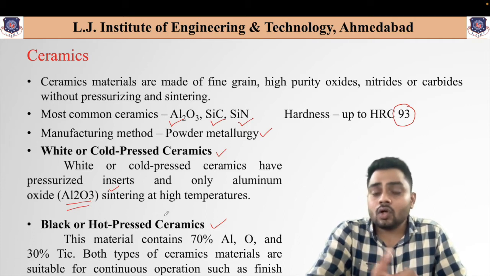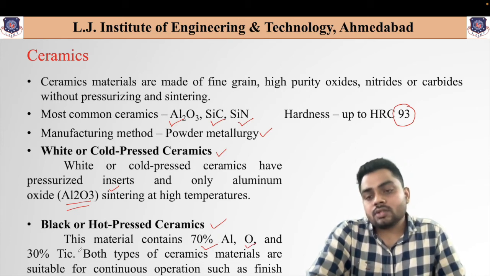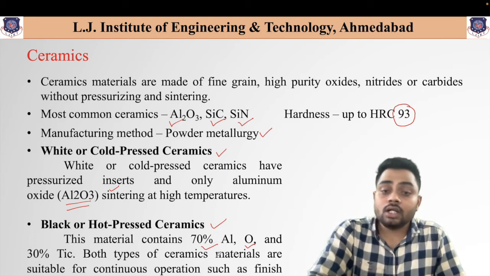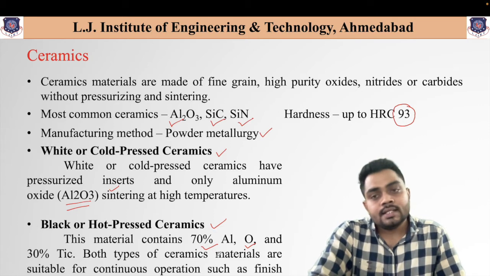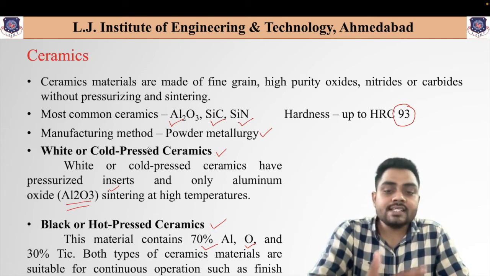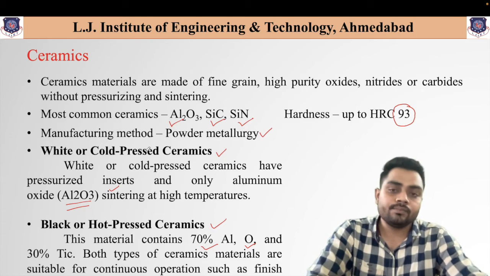Similarly, in the black or hot pressed ceramics, there is 70% aluminum oxide and 30% titanium carbide. Both types of ceramic materials are suitable for continuous operations such as finishing and turning of cast iron and steel at very high speed. This means these ceramic tools can be operated at very high speed for the finishing and cutting of the component, and they provide a better finish than the other tools available.